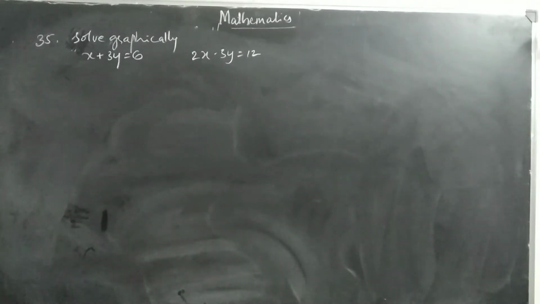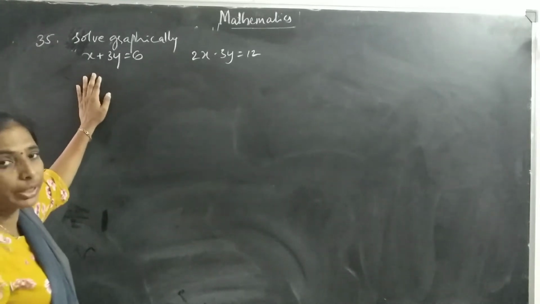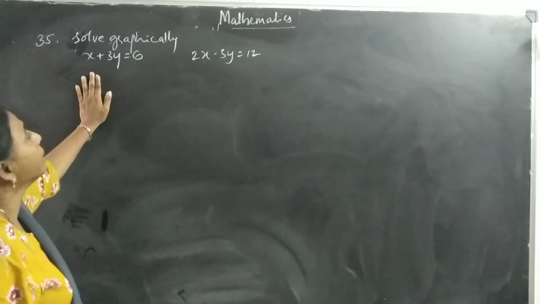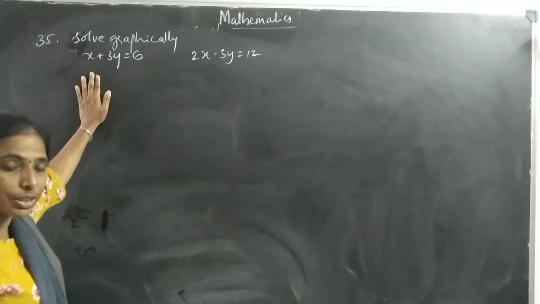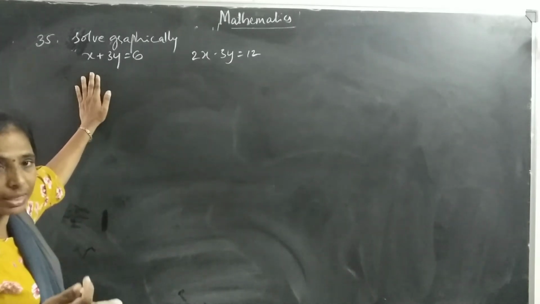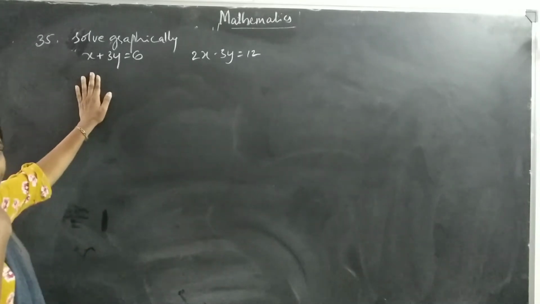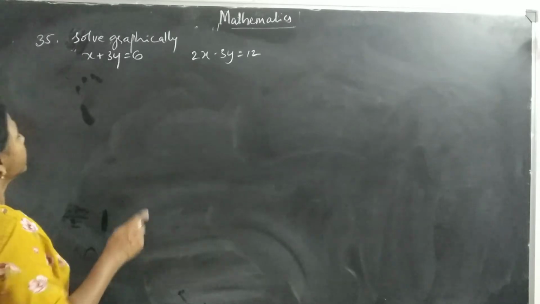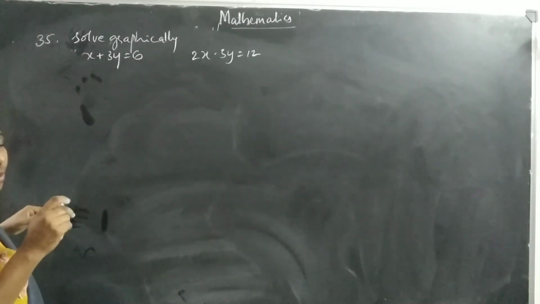Here I have taken the next question, solve graphically. You know that it is a very important question. So let us see how we can do this. Before solving it graphically, you can check the values of x and y using the substitution method, then the elimination method, so that you will know what the values of x and y are. Now here, you can check that there are two equations given. So what do I have to do?